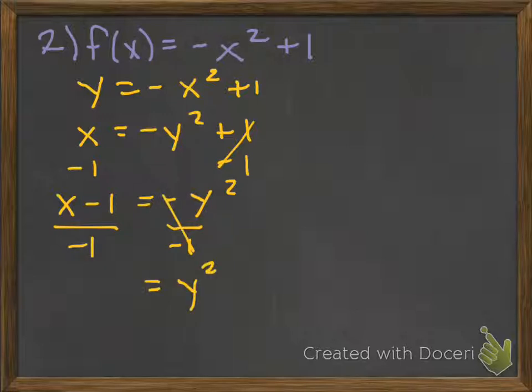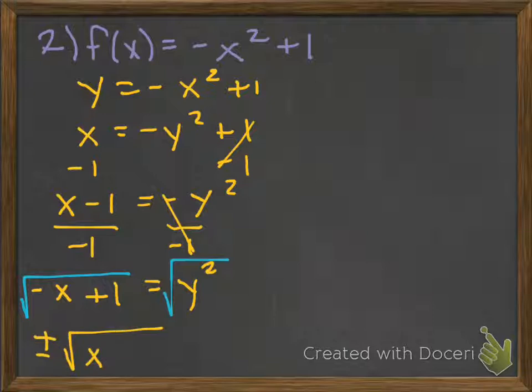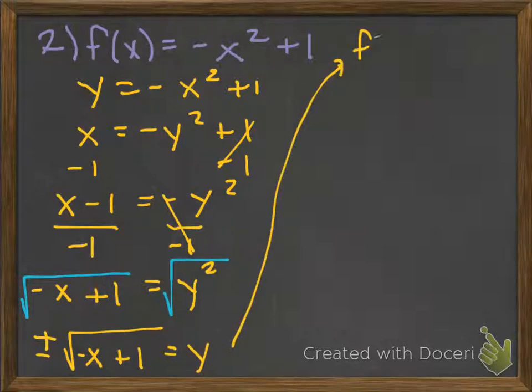So on the left side, x divided by negative 1 is negative x. Negative 1 divided by negative 1 is a positive 1. And now to get rid of the squared on my y, we're going to square root both sides. But since you brought the square root into the problem, I need a plus or minus in front of my square root. So overall, my final answer for the first one is that the inverse of f is equal to plus or minus the square root of negative x plus 1.